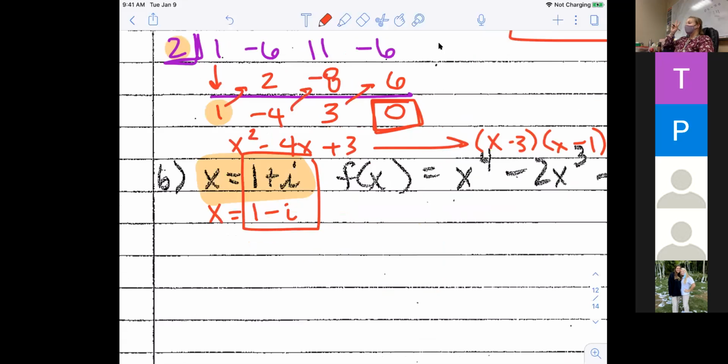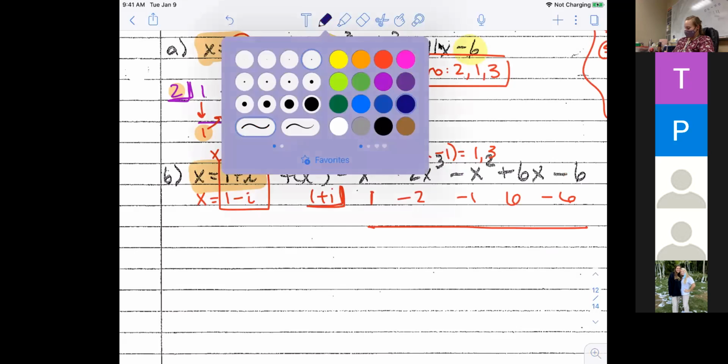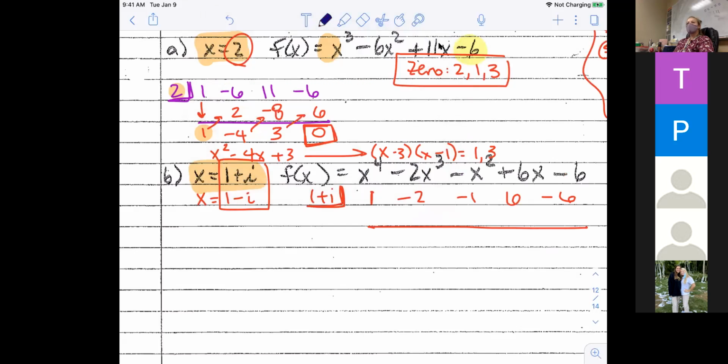So I'm going to synthetically divide twice in order to get real answers. It does not matter which one you start with. I'm going to start with the one they gave us. So I'm going to start with 1 plus i in the house of my synthetic division. I'm going to carry down all my coefficients. Everyone good so far with my setup?